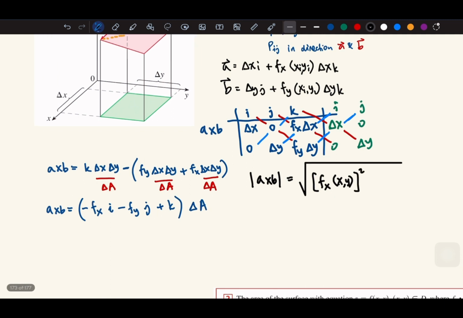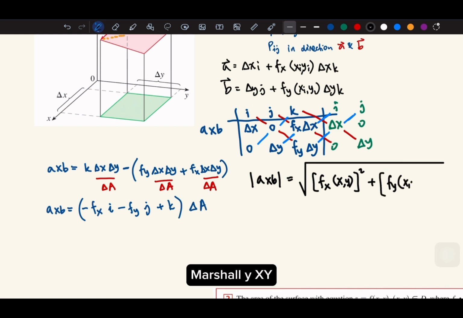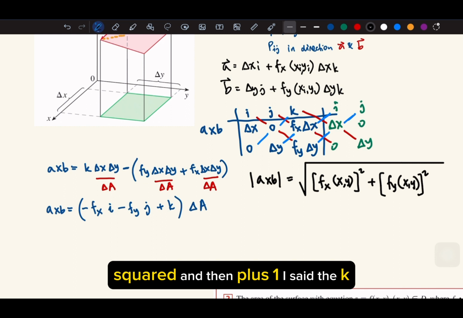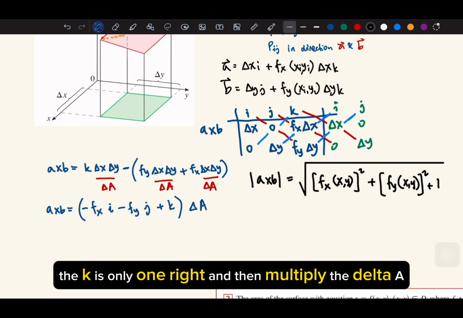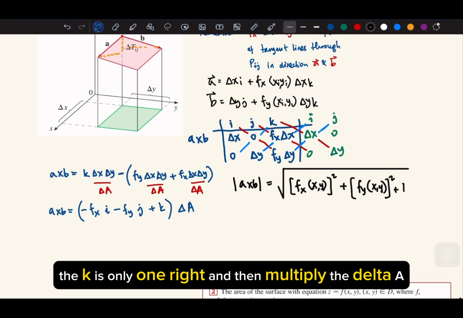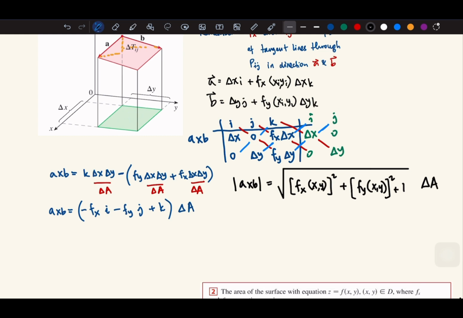squared, and then plus partial y squared, and then plus 1. So the k is only 1. And then multiply with delta A.